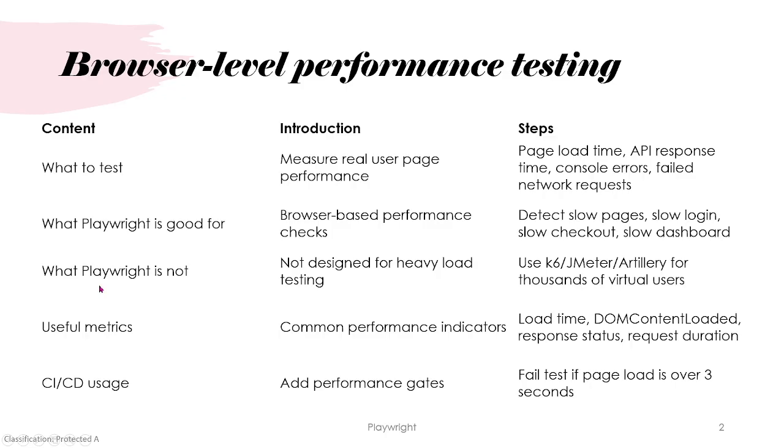What Playwright is not designed for: heavy load testing. Use K6, JMeter, or Artillery for thousands of virtual users. Useful metrics, common performance indicators: load time, DOM content loaded, response status, request duration. CI/CD usage: add performance gates, fail the test if page load is over 3 seconds.